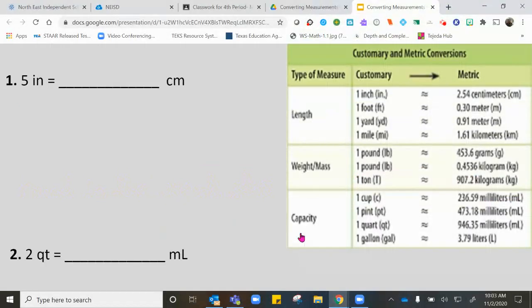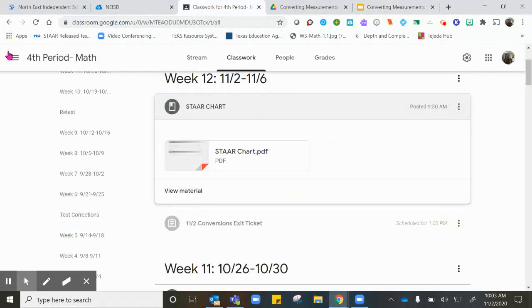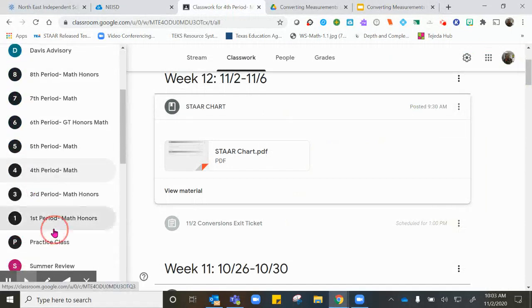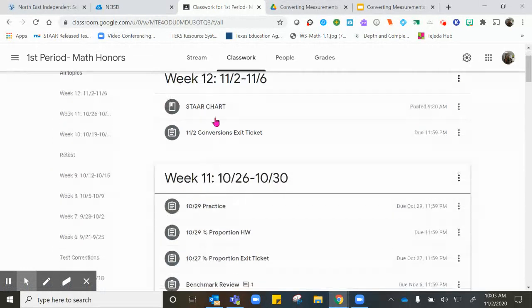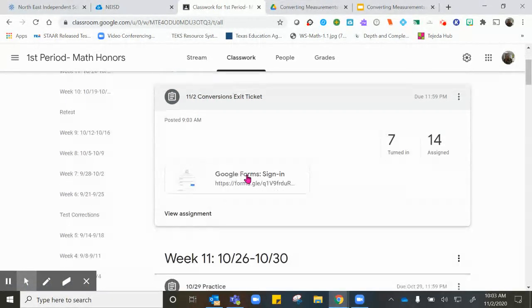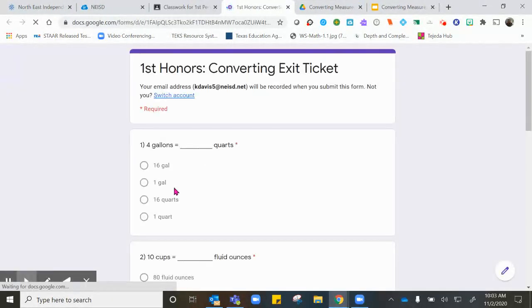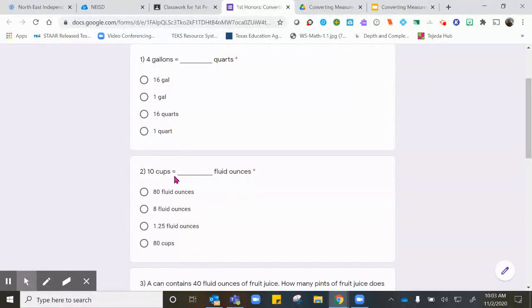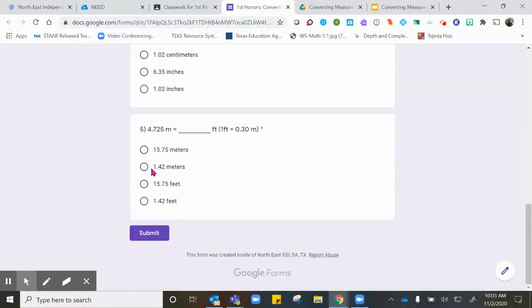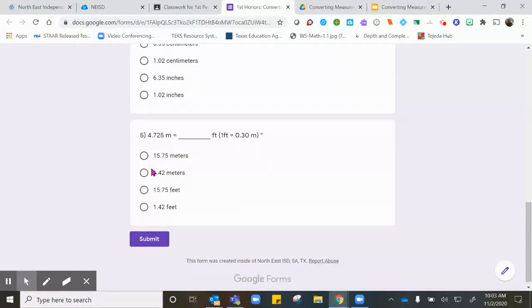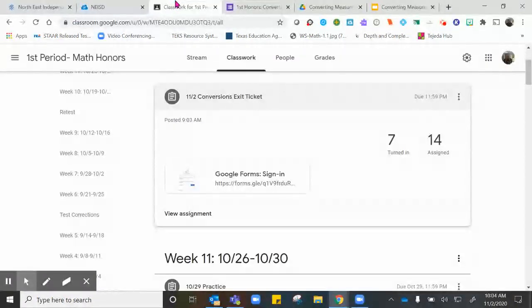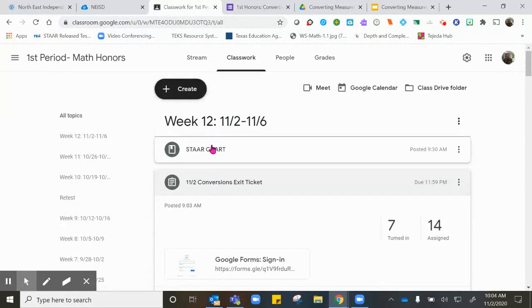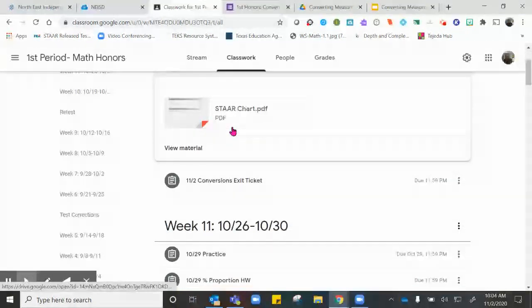All right, so if y'all head on to Google Classroom, y'all are also going to have an exit ticket. It's 5 questions. The first 3 are 6th grade topics. The number 4 and 5 are 7th grade topics. Okay, so this will be due by 11:59 p.m. tonight. You also have a star chart available for your use.